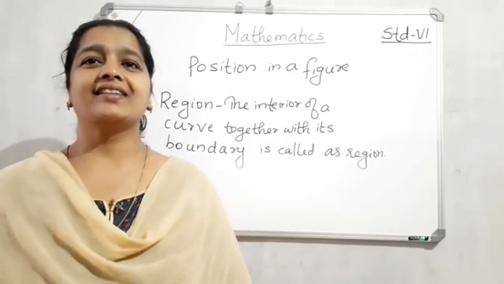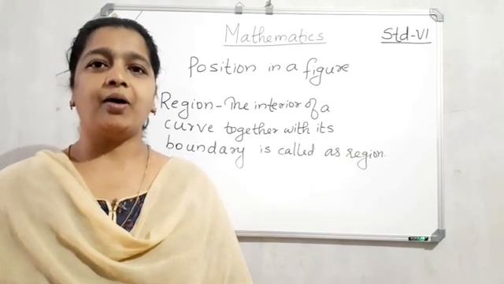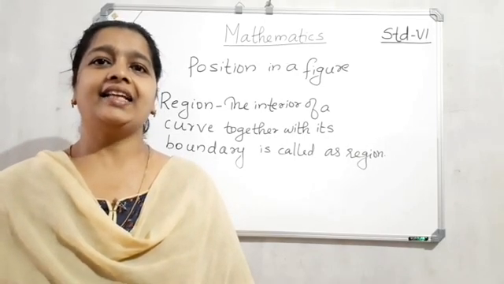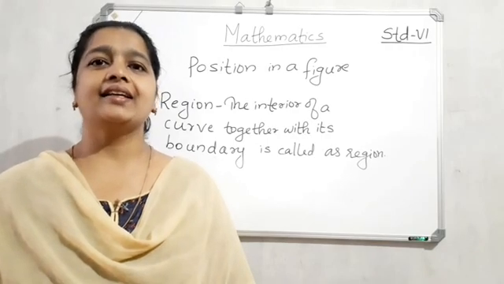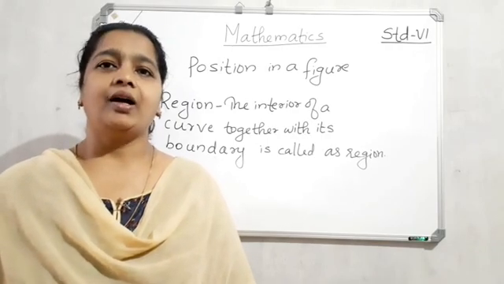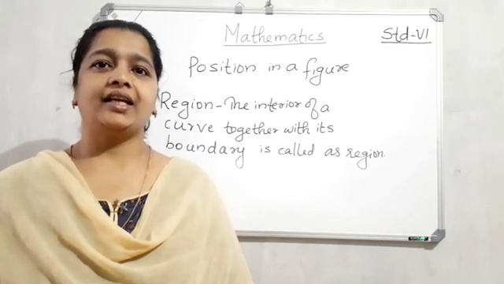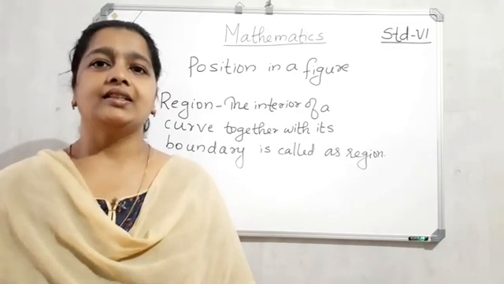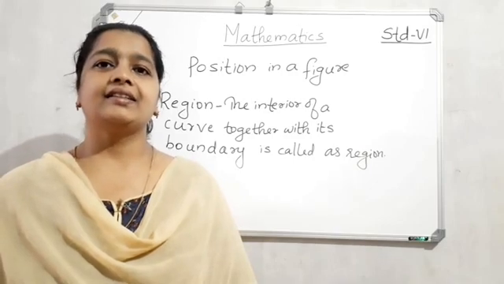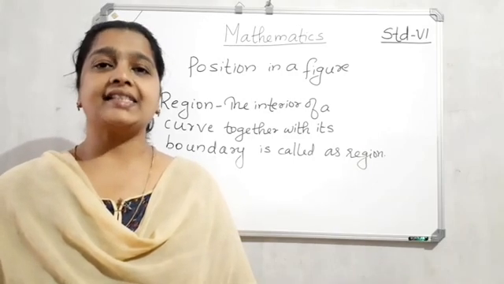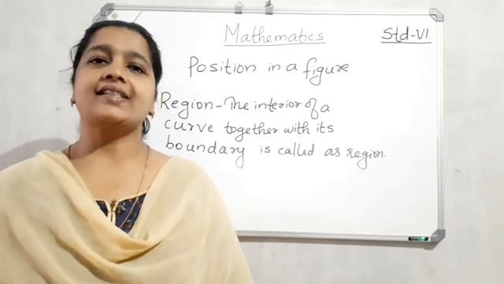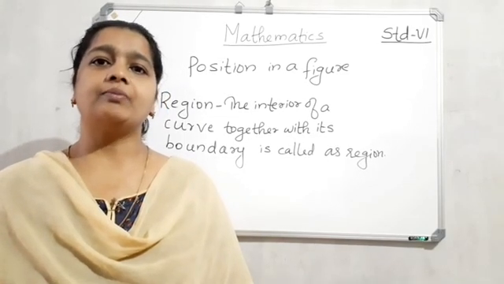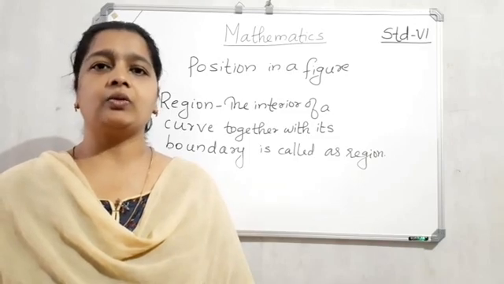Today's maths class. Last day we studied line segment, ray, then intersecting lines, parallel lines, then curve and polygon. From polygon we studied the sides, vertices, adjacent sides, adjacent vertices, diagonals, etc. So today I will give some assignment questions from the third chapter.